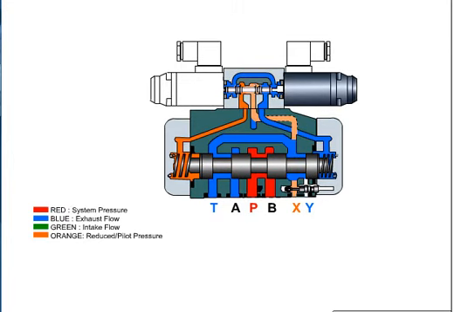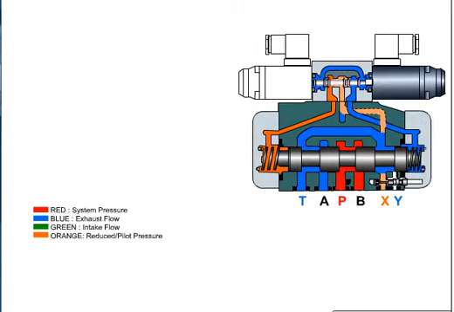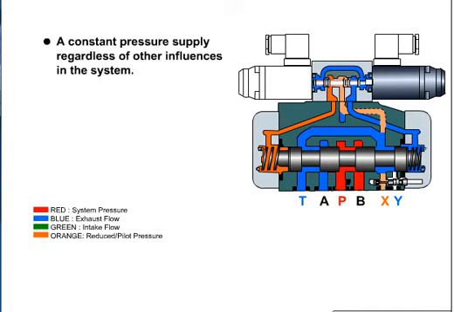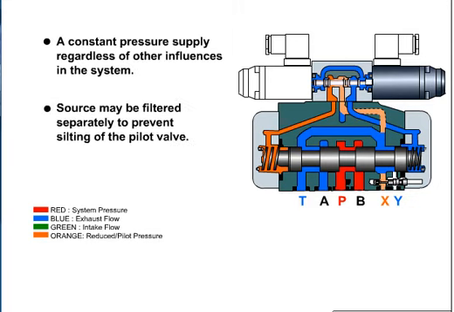It is often required to externally pilot or send fluid to the pilot valve from an external source. The advantages to external piloting are constant pressure supply regardless of other influences in the main system, and the source may be filtered separately to prevent silting of the pilot valve.